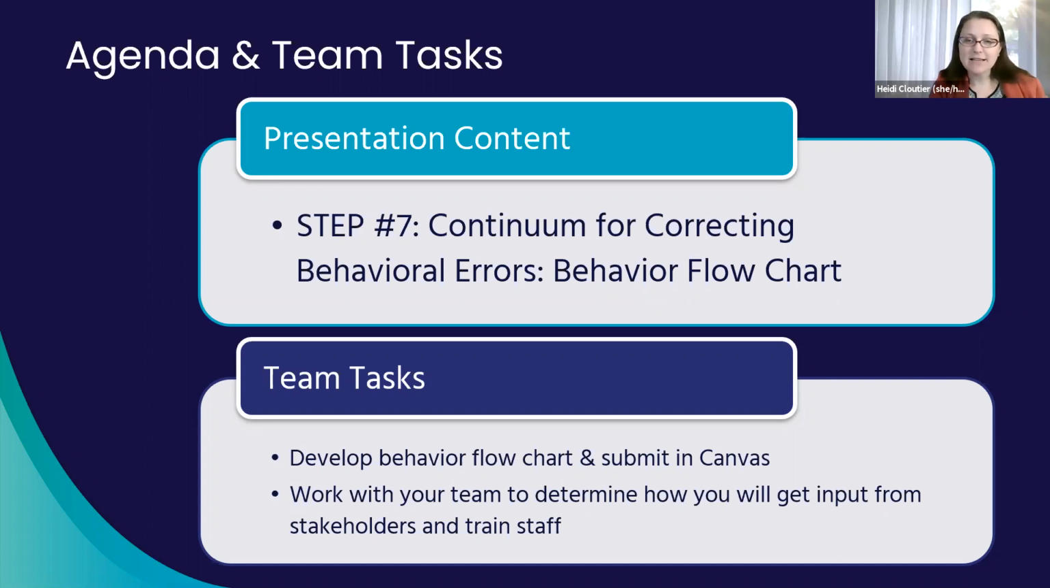Your team will be tasked with developing a discipline ladder or flowchart, which differentiates between major and minor behaviors. Please be sure to submit these documents in Canvas so you can get feedback from your trainers, and work with your team to determine how you'll get input from stakeholders and how you'll train staff to ensure consistent responses.